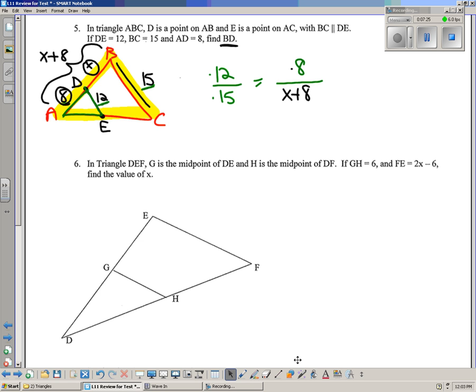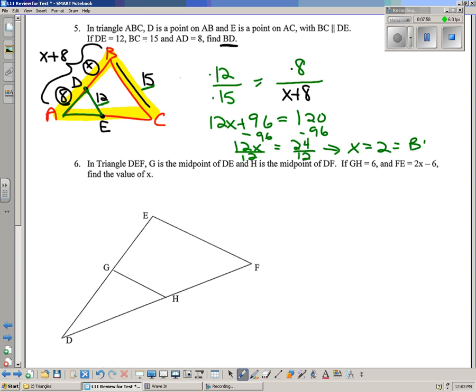And now we can cross multiply. So we get 12x plus, remember 12 times 8, 96, equals 8 times 15, which is 120. Subtract 96 from both sides. We get 12x equals, do this in my head, so 24. Yep, that looks good. Divide by 12. And x is 2. And BD was x, so we're good to go. BD is 2. All right, number 6 was giving people trouble in class, but it's really not too bad.